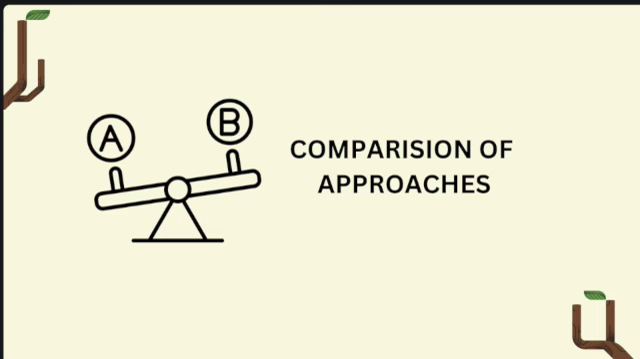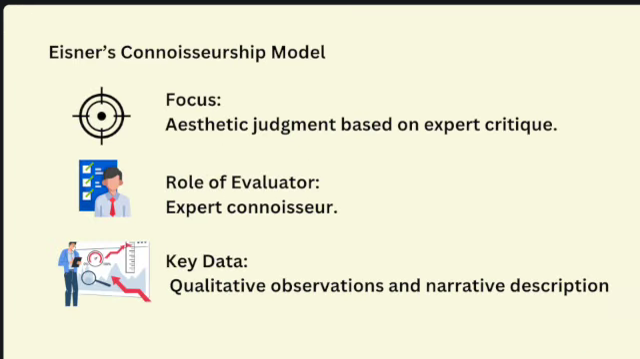Now let us compare these 3 approaches. The Eisner connoisseurship model focuses on aesthetic judgment based on expert critique. The role of the evaluator is that he or she is the expert connoisseur. The key data is gathered through qualitative observations and narrative description.